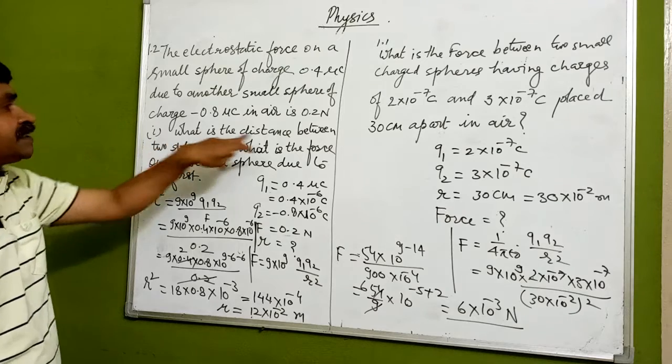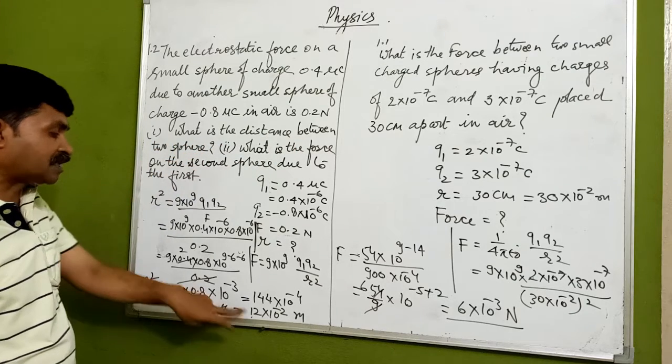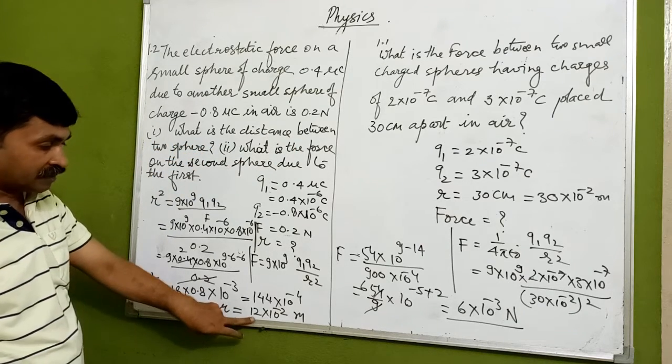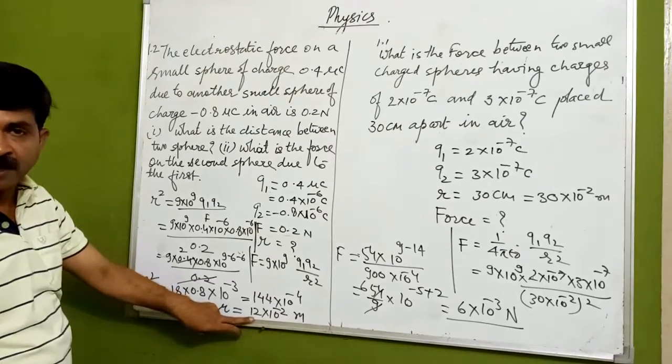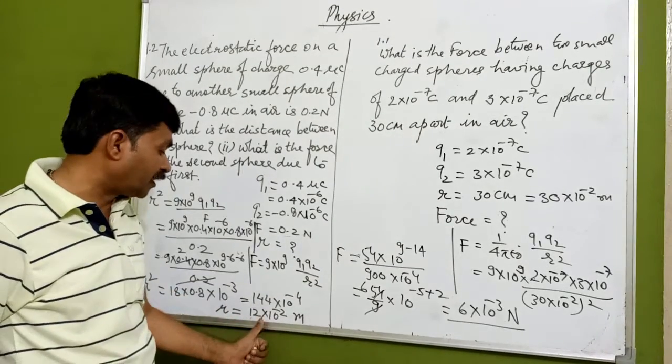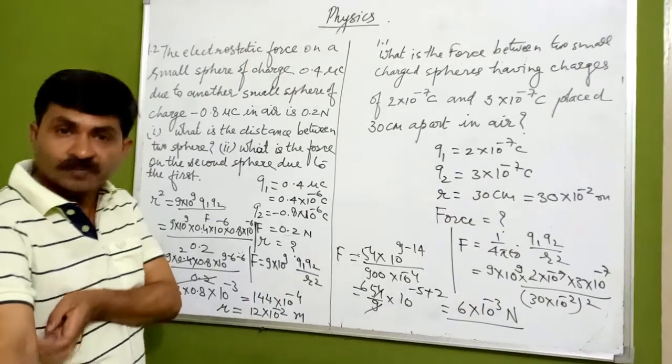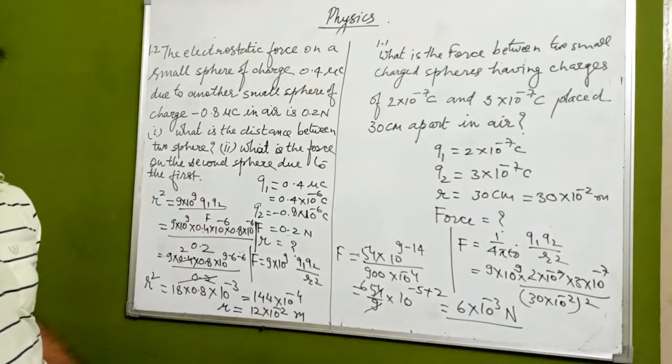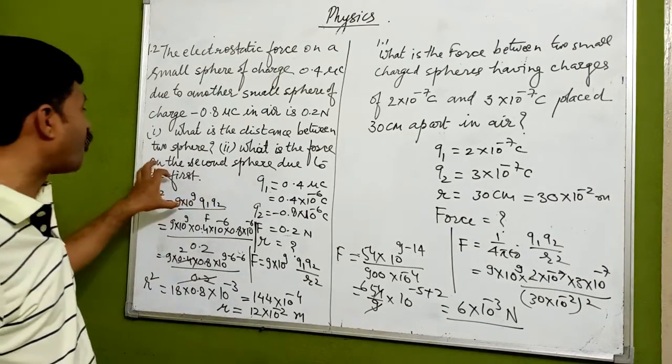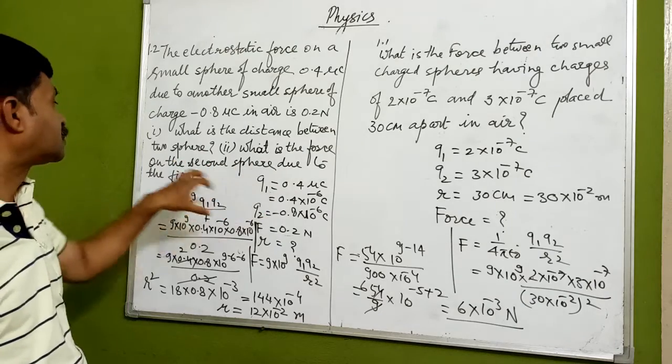So what is the distance between two spheres that we have got? It directly we can say 12 centimeter or 12 into 10 raised to the power minus 2 meter. Now second part, what is the force on the second sphere due to the first?